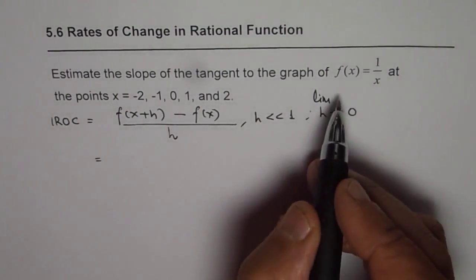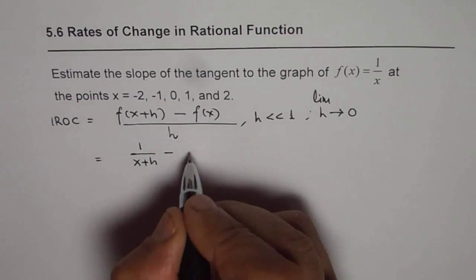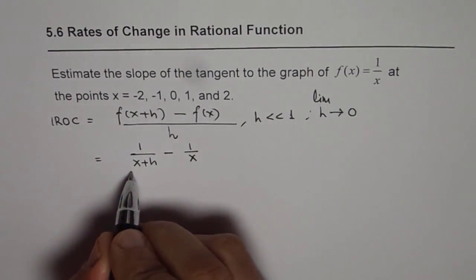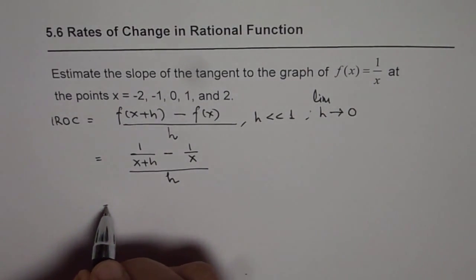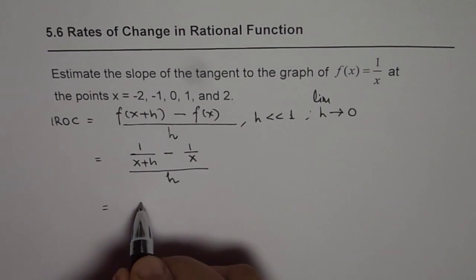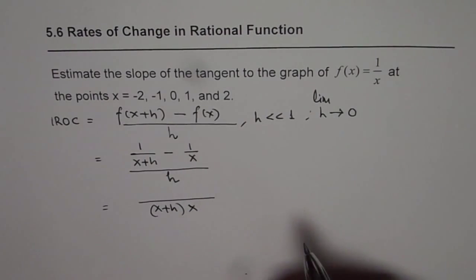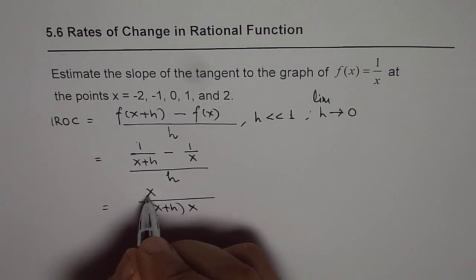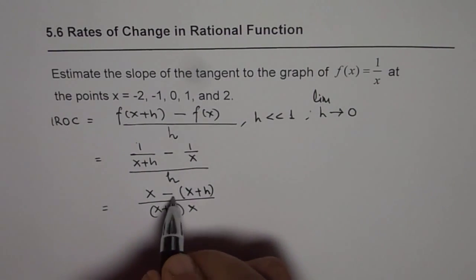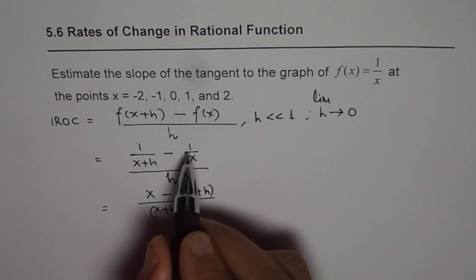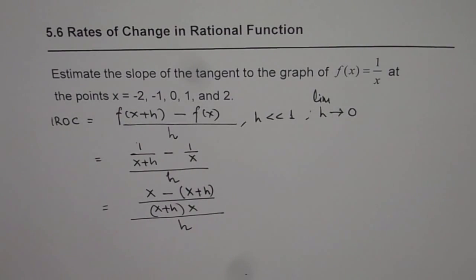So f of x plus h in this case will be 1 over x plus h, minus f of x, which is 1 over x, divided by h. Now we can simplify by taking a common denominator, x times x plus h. Cross multiply, so we get x minus, and always write this in brackets, x plus h, because when you open it, this has to become negative. If you write it straight, you may get it wrong. Over h.